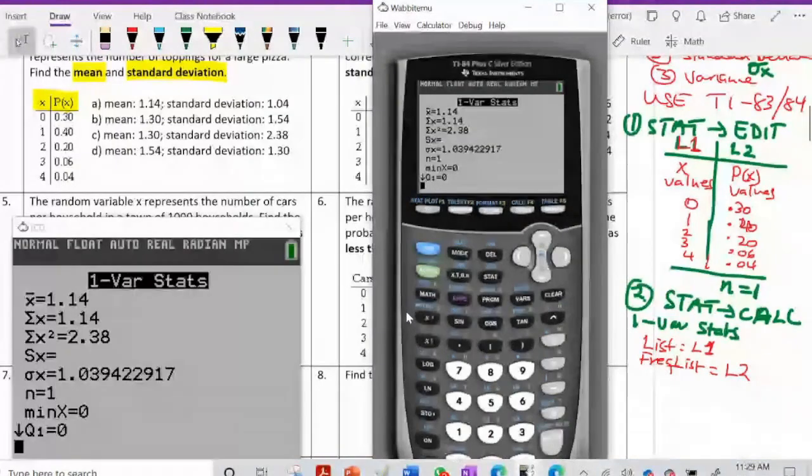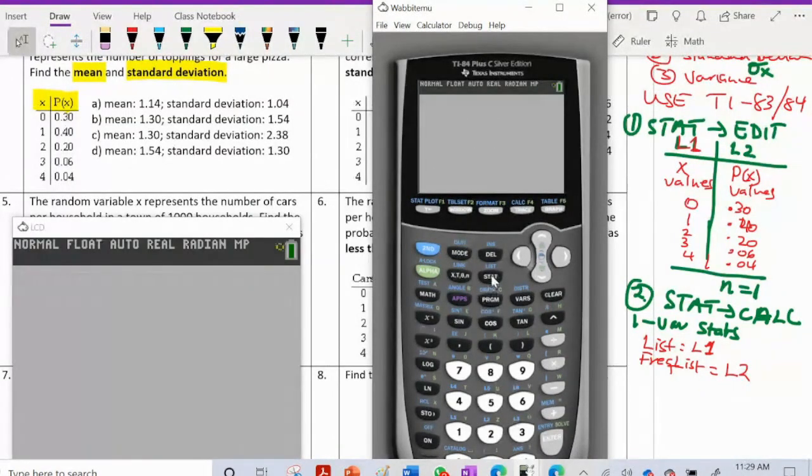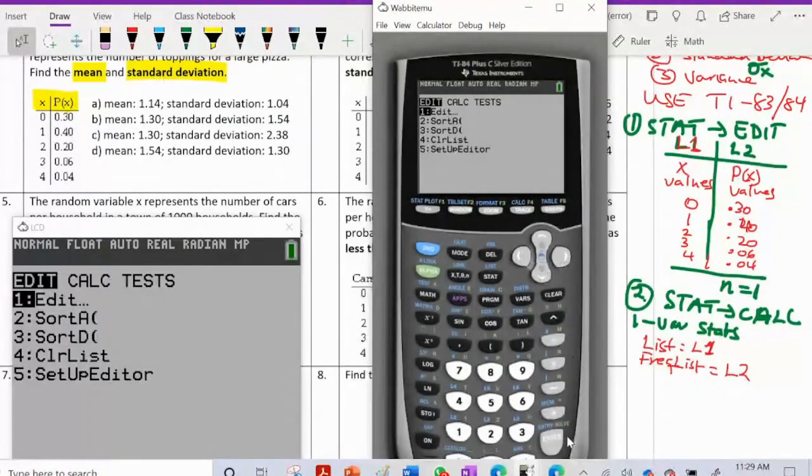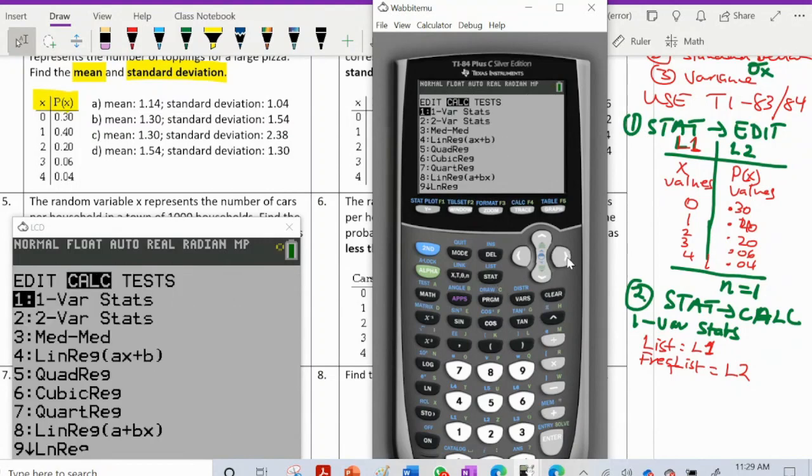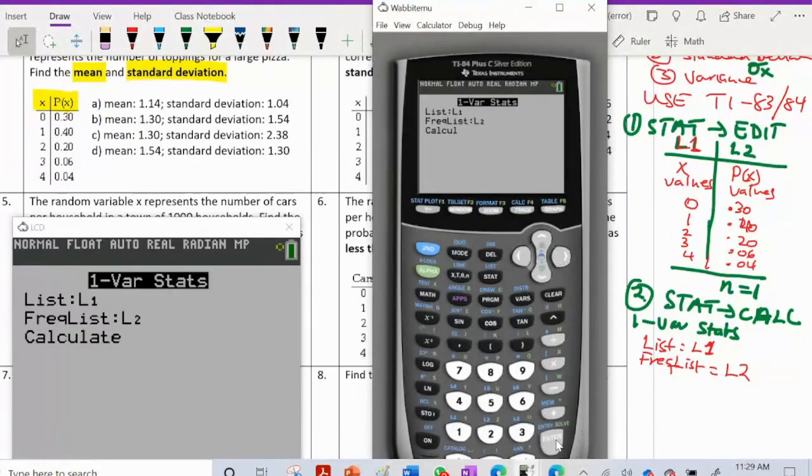All right, so let me power on my calculator. Maybe second quit. So you go to start, you go to edit, and then press enter. I've already preloaded the data there. Then after you load the data, you go to start, then you go to calc, one var stats, select. Usually you would see this one here. In most cases the freq list may not be there, so you're going to do second, then you type 2 to bring L2. Then you do calculate.